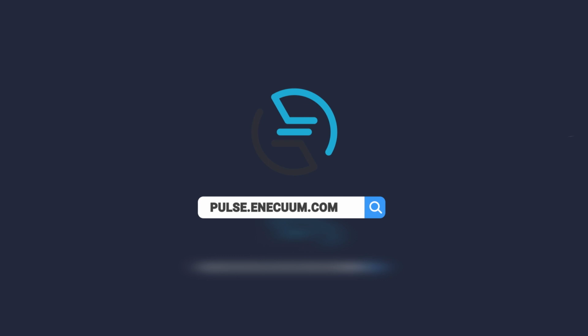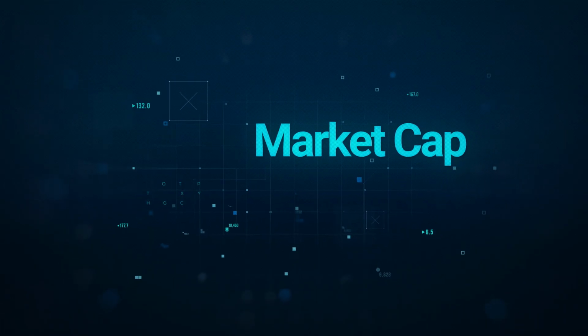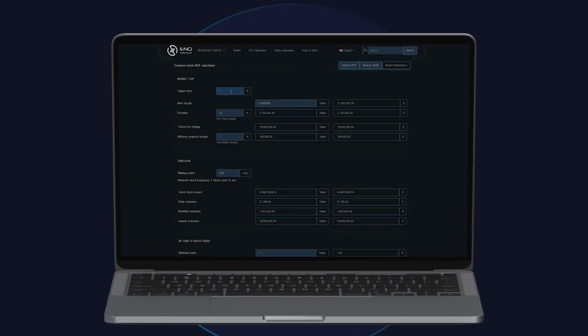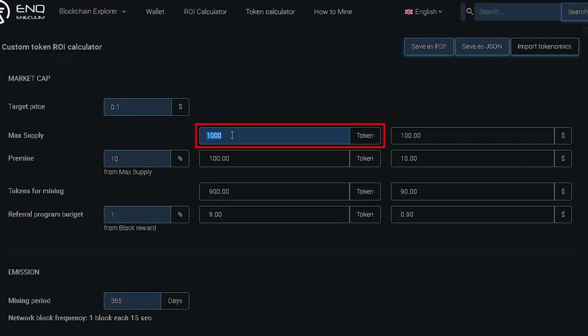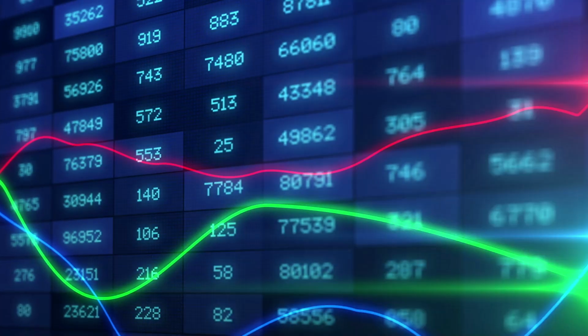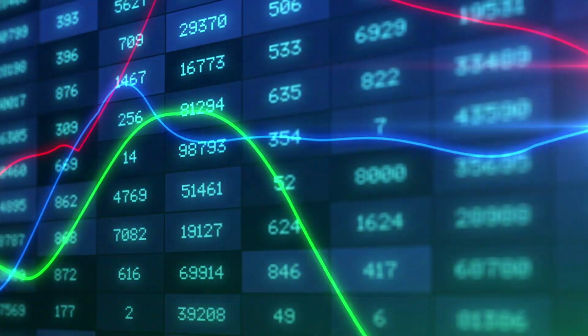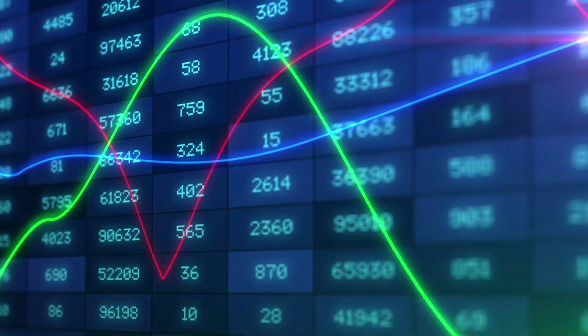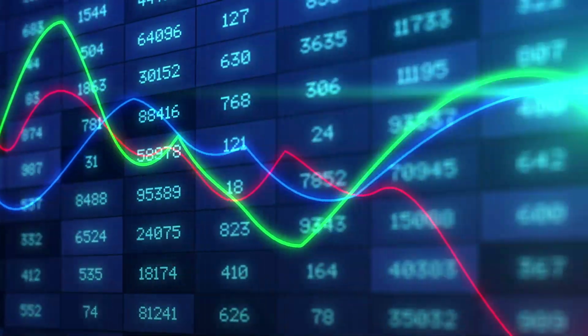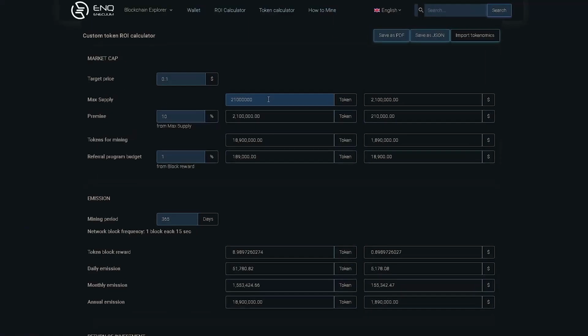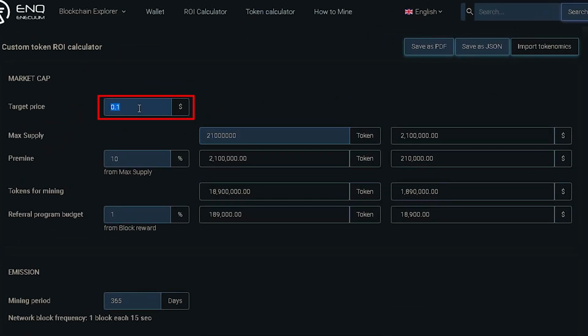Go to pulse.enecuum.com. Market cap. The most important thing is to determine the emission of the token. Let's take the issue volume of 21 million tokens as an example. Next, you need to define the target price. This is the price that you want to achieve in the process of working on the project. But it is very important that it is achievable. Let's assume that the target price is $1.